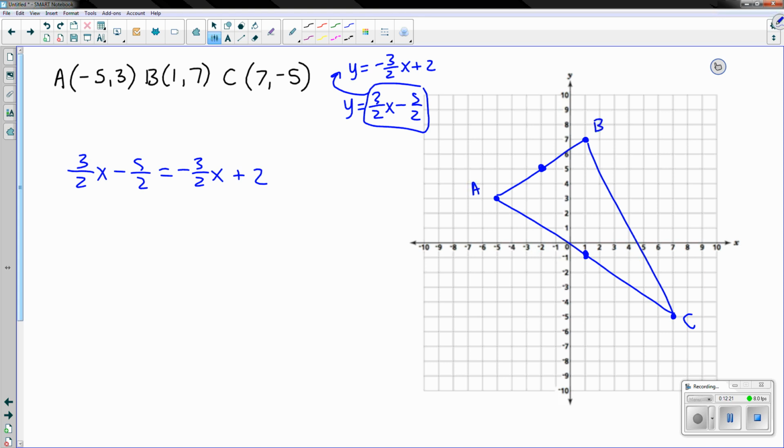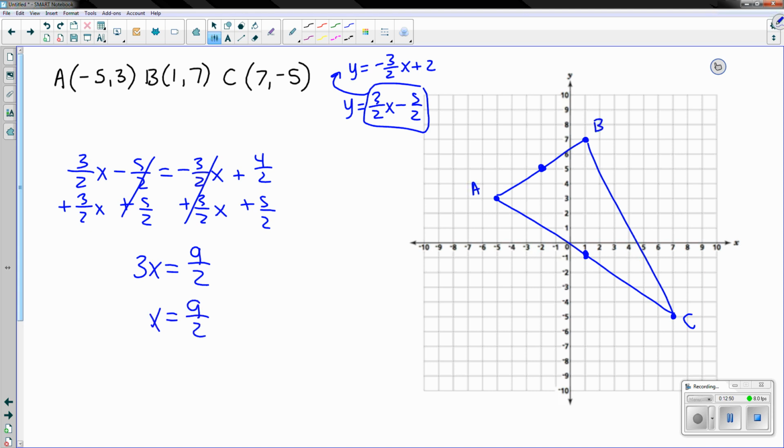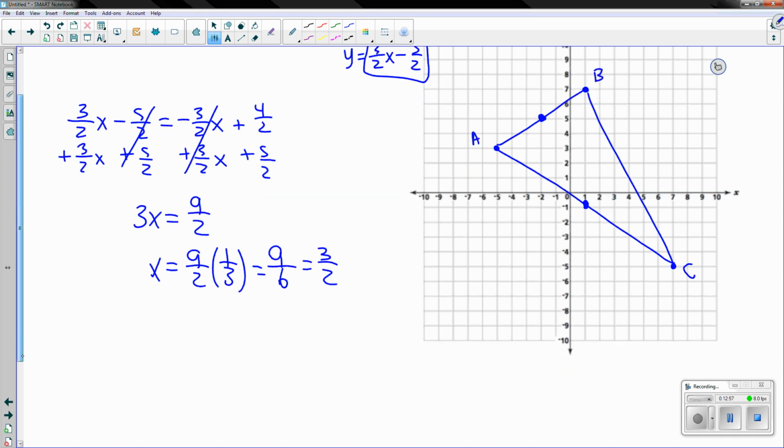If I get the x's on the same side, we're going to add 3/2 x to both sides. But we're also going to add 5/2 to both sides, so I can clear that. So this cancels and this cancels. And we're going to get 6/2 over here, which is 3. So we're going to get 3x equals, and to add those common denominators, we get 4 over 2, and we get 9/2. Then we divide by 3 or multiply by 1/3. So it's 9/2 times 1/3, which is equal to 9/6, which is equal to 3 over 2. So x is equal to 1.5.